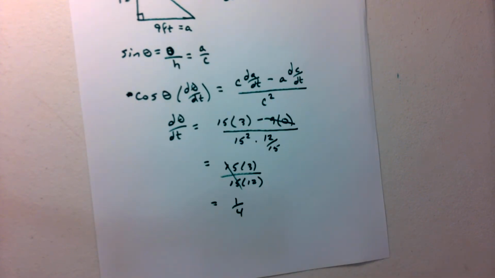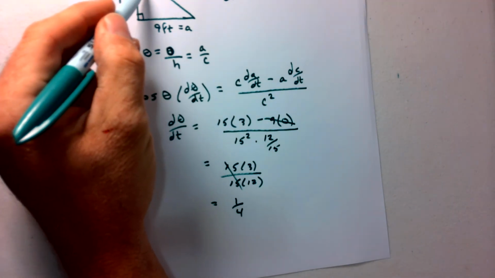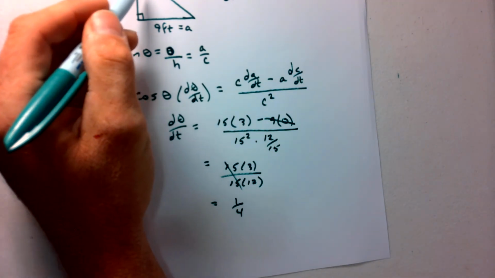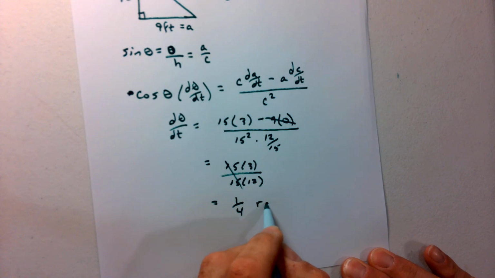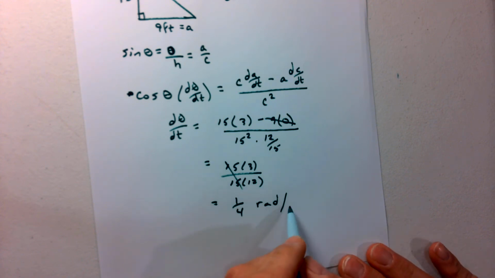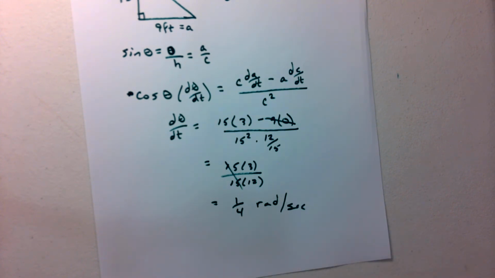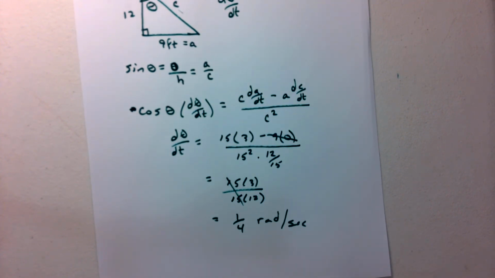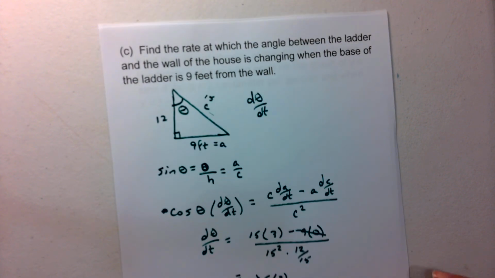So we have 1/4. Well, what's our units going to be? What does theta talk about? Theta, remember, is going to be in radians. So we have 1/4 radian per whatever we have. In this case, it's going to be per second. And that's going to give us our angle change.